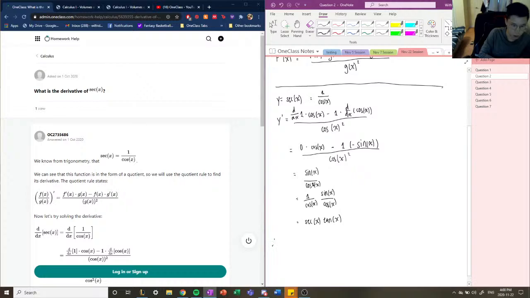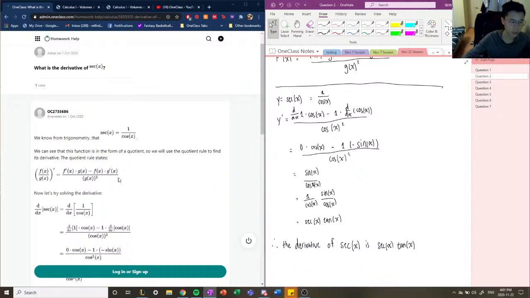So therefore, the derivative of secant x is secant x tan x. Okay, so that's the answer.